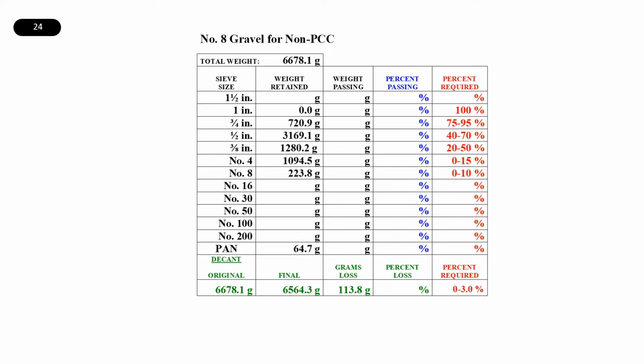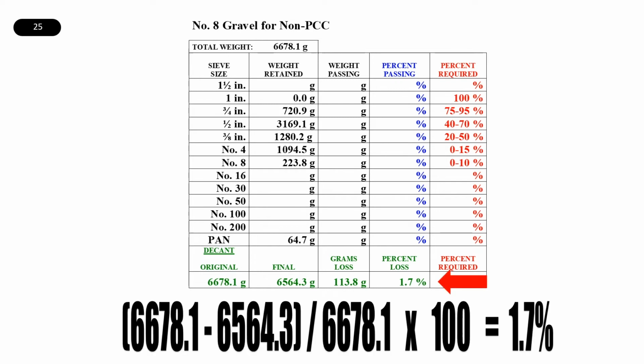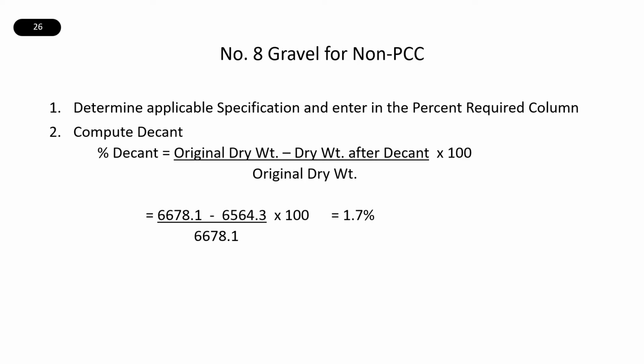The dry weight of the sample after decant is 6564.3 grams. Pause the video while you calculate the decant percentage on your own. The answer is on the next slide. The percent of material washed through the number 200 sieve by decant is 1.7%. The next slide shows the formula in a format that matches your handout. Again, showing that the percent of material washed through the number 200 sieve by decant is 1.7%.